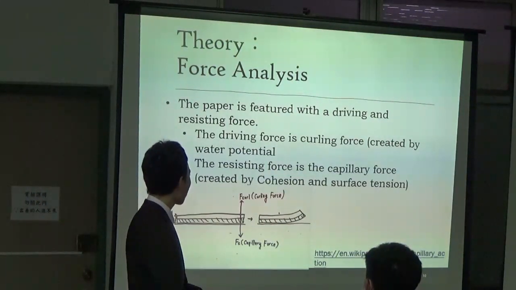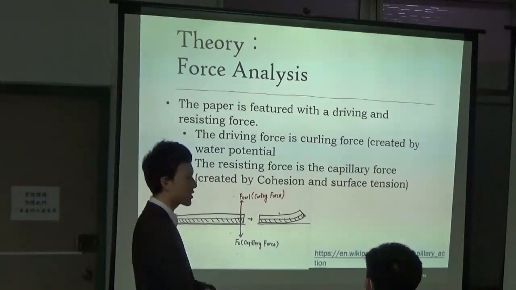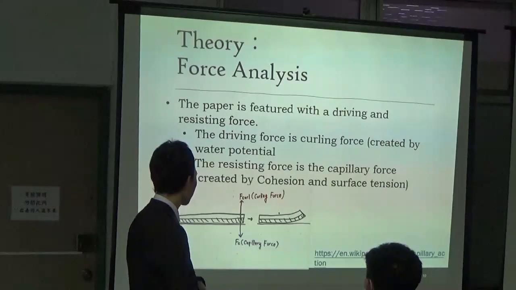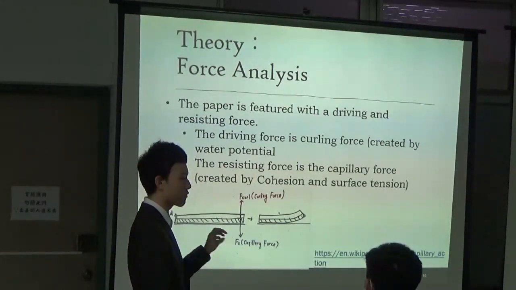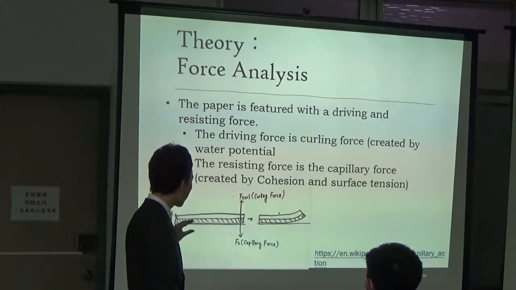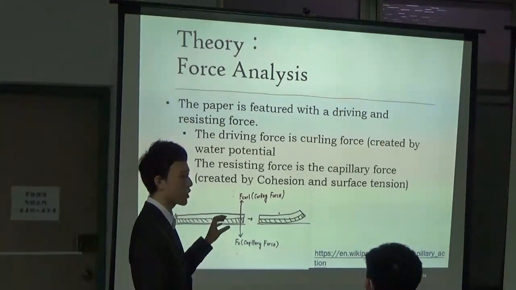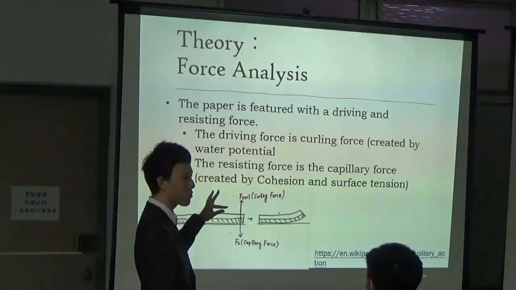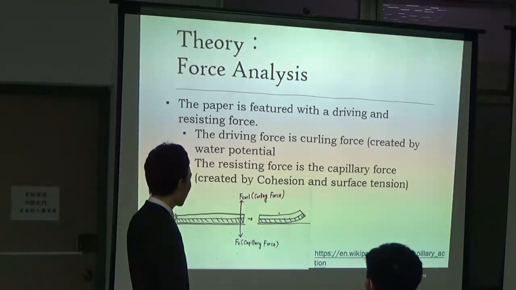Now I'll be talking about the force analysis, in which I think there are two main forces derived in this paper curling. The first is the driving force, which is the curling force caused by the differential expansion of the fibers, and the second is the capillary force, which is mainly affected by the cohesion and the surface tension of the liquid you're using. We think that these two forces are the competing forces that will decide whether the tracing paper will curl or not.